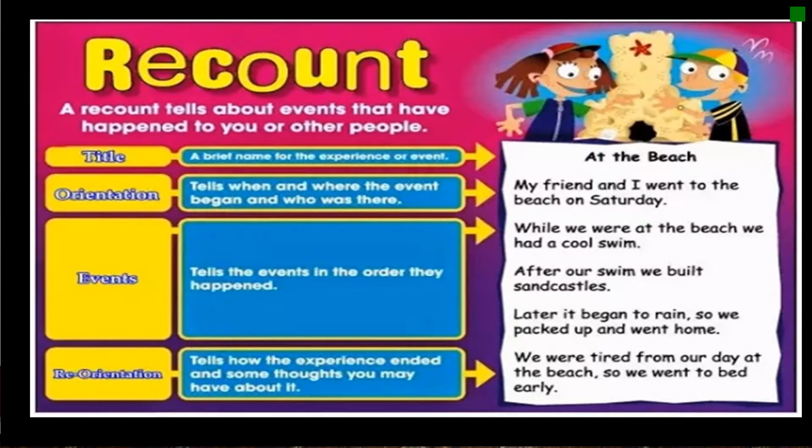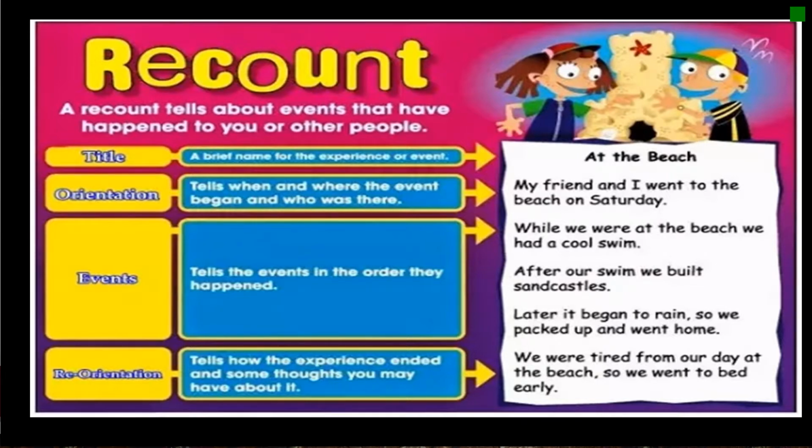And the example is, while we were at the beach, we had a cool swim. That answers when and where. Now the events tell the events in the order that they happened. After our swim, we built sand castles. And then later, it began to rain, so we packed up and then we went home.